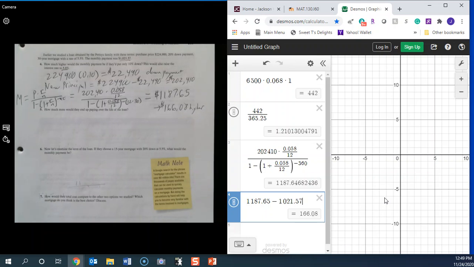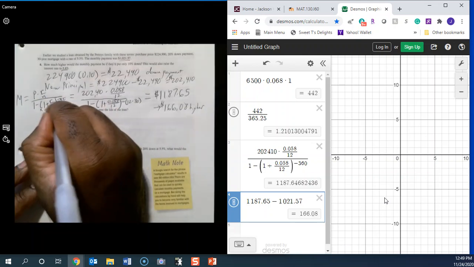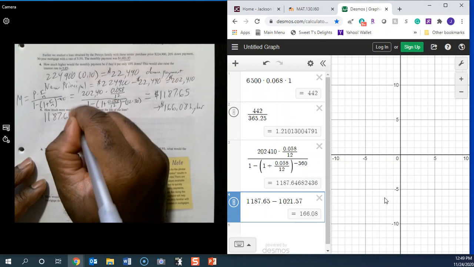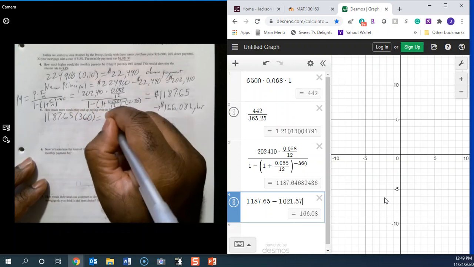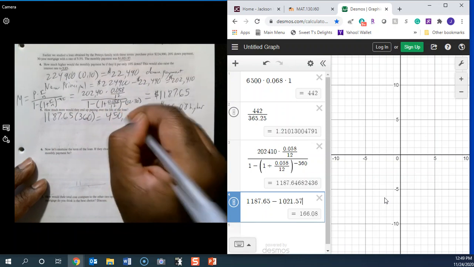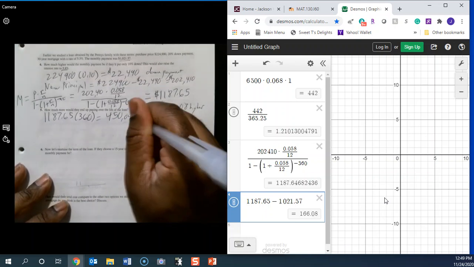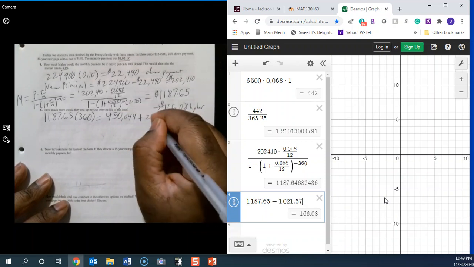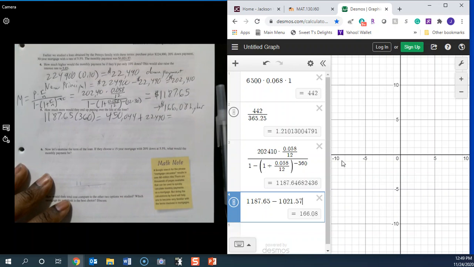Okay, number 5. How much more would they end up paying over the life of the loan? So we'll take the $1,187.65 times 360, and that would give us $450,044. Now, we have to add the down payment as well. The down payment was $22,490.